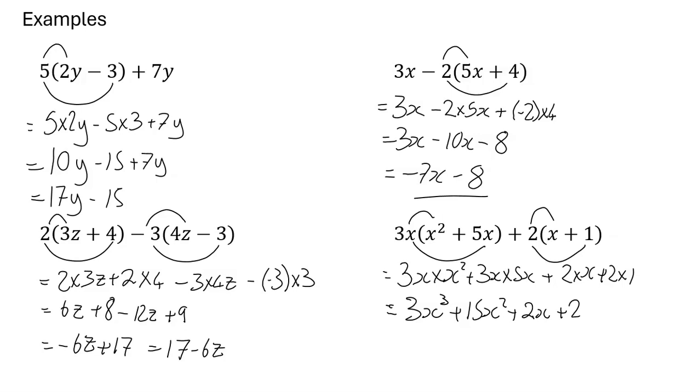Now I can't gather anything near the same together. Remember, x cubed, x squared, and x are all different. So that's my final answer. I'm left with just a cubic there.